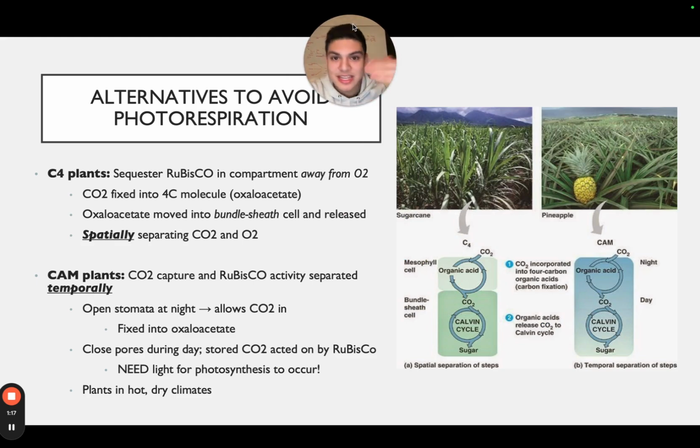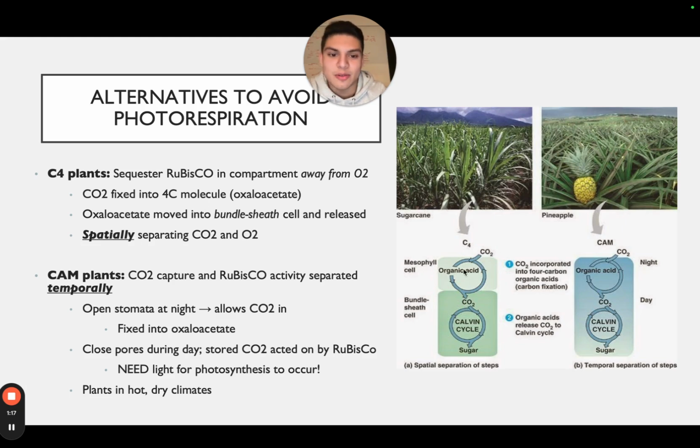So now we're talking about C4 and CAM plants. So C4, basically they have 2 different compartments, and they do this on purpose. So Rubisco is going to be in the bundle sheath cell compartment, which is far away from the oxygen. The oxygen can go in the mesophyll cell, but it can't pass through into the bundle sheath cell, and only CO2 can.